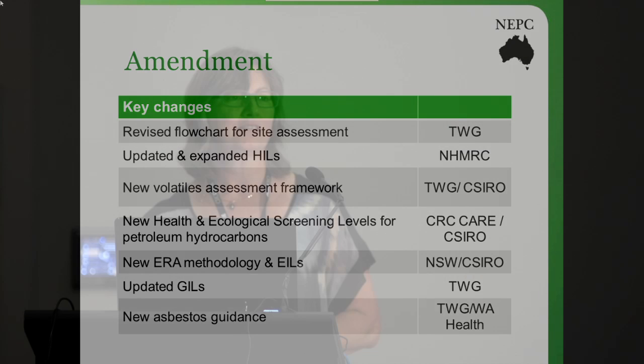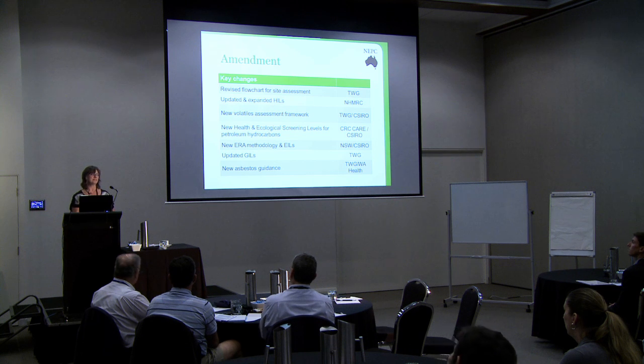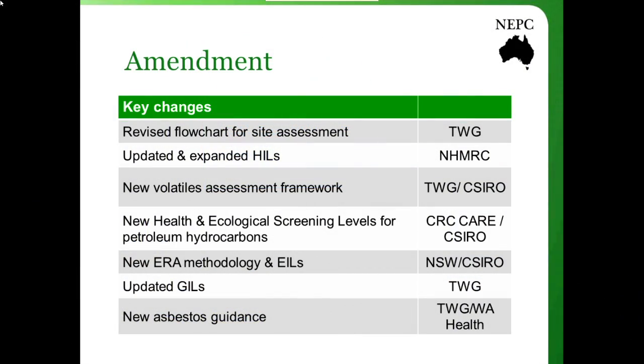The updated GILs are drawing on existing guidance, so it is very much, I hesitate to use the word automatic, but it's certainly one of the most simple areas of update in the amendment. And also the new asbestos guidance, and there my colleague John Howell from WA Health, the guidance is very much based on the WA Health guidance and also the NHealth publication in 2005.